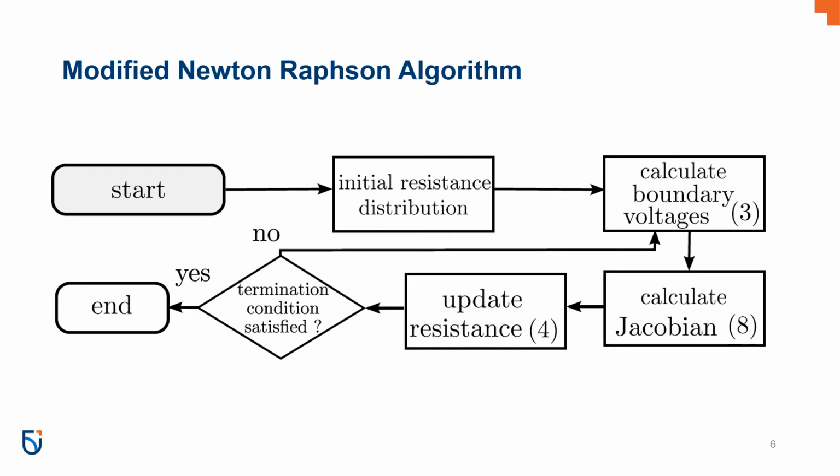And then using that Jacobian matrix, we would update that initial estimation of the resistance distribution that we initialized it with, and then we repeat this process until our initial estimation is very close to what the true resistance distribution is, and that will be considered our final answer. And then that is when the modified Newton-Raphson algorithm would end.